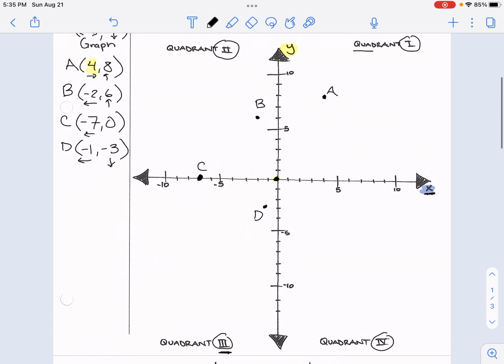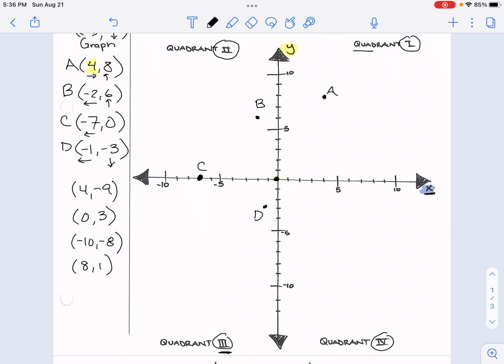Okay. Let's do 4 more, and these 4 more we're going to go a little bit faster. Let's go with (4, -9), (0, 3), (-10, -8), and one more. Let's do (8, 1). Okay.